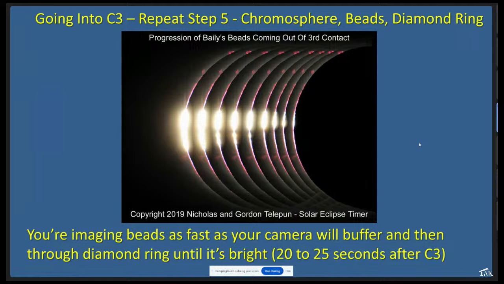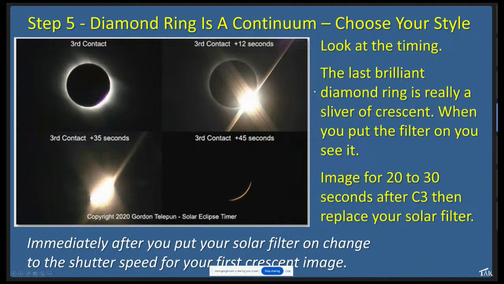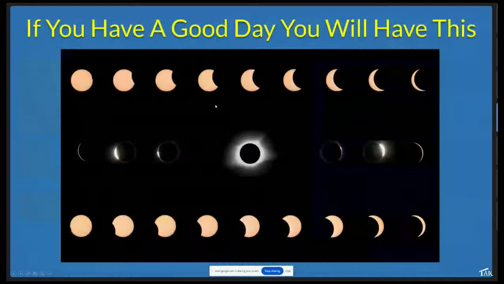So again, the diamond ring is a continuum. This is from video, but I just want to show it to you. This is third contact. This is the diamond ring at 12 seconds. This is the diamond ring at 35 seconds after C3, and you can see it's blown out. And this is 45 seconds. So you have to remember that the diamond ring is just the peeking out of the photosphere again. So you can image this for a long time. You won't hurt your camera. They'll be blown out at the end, but you just don't use those.